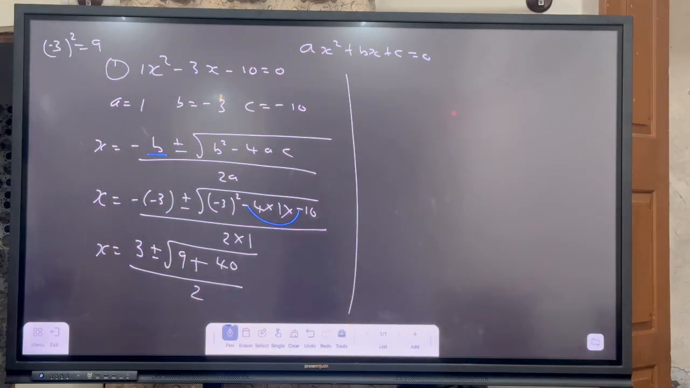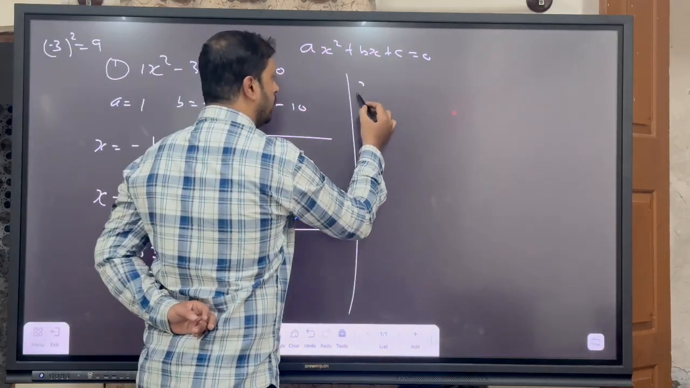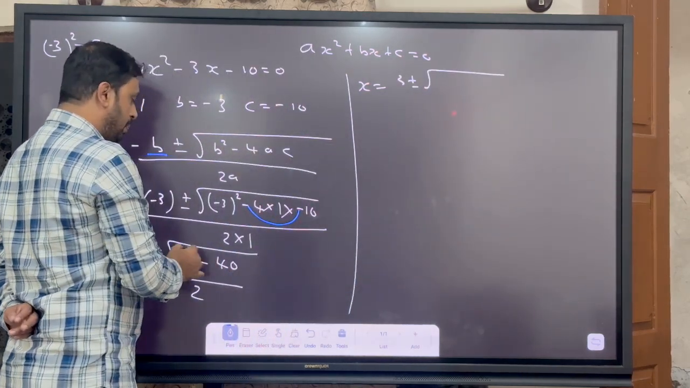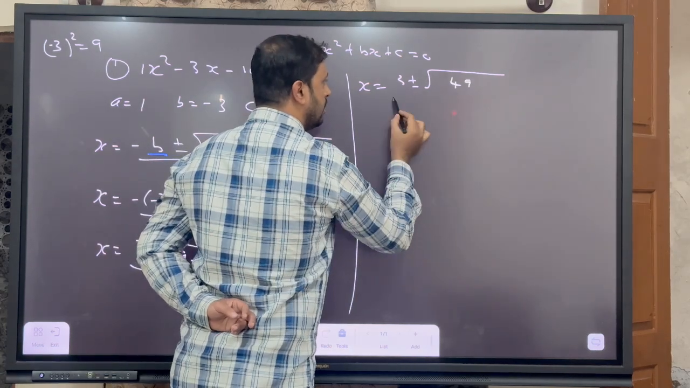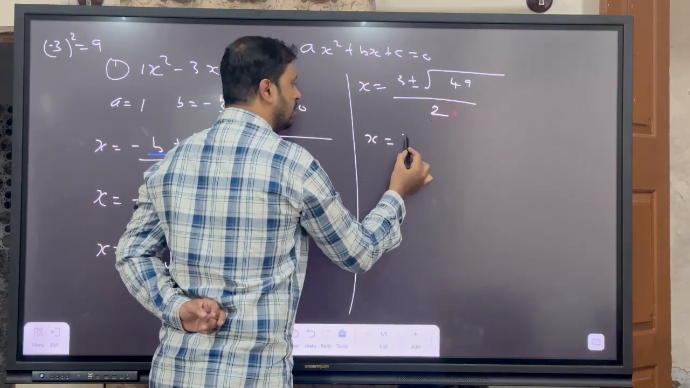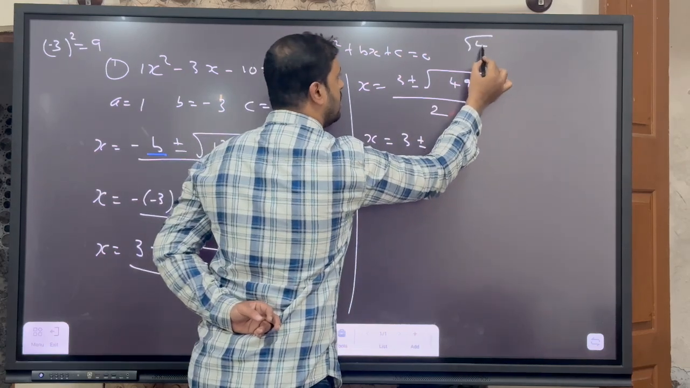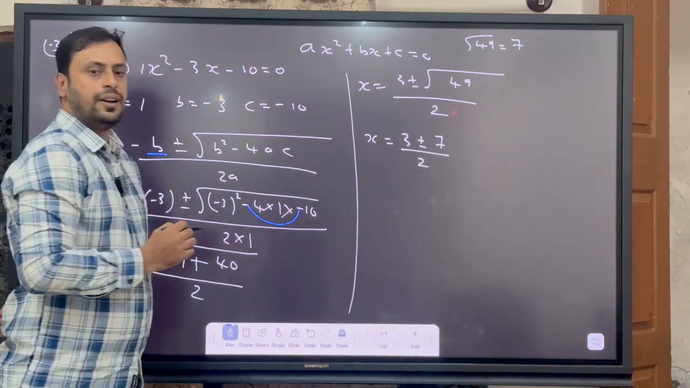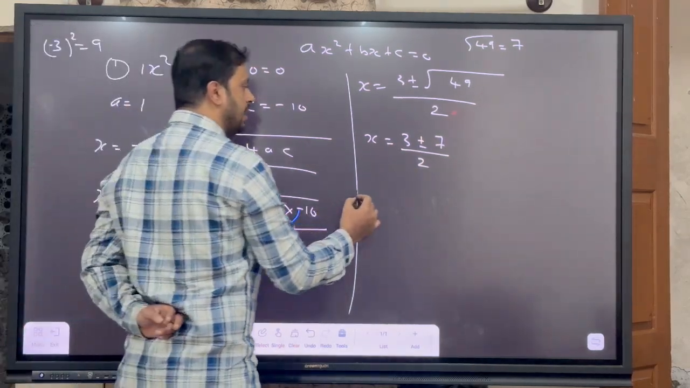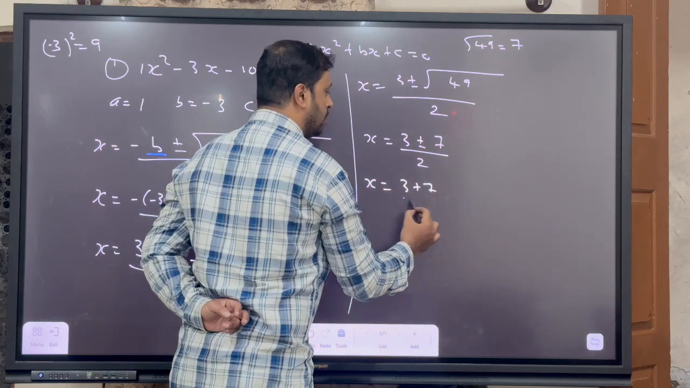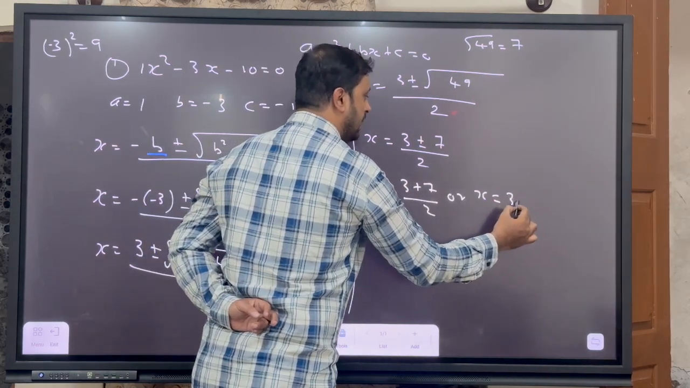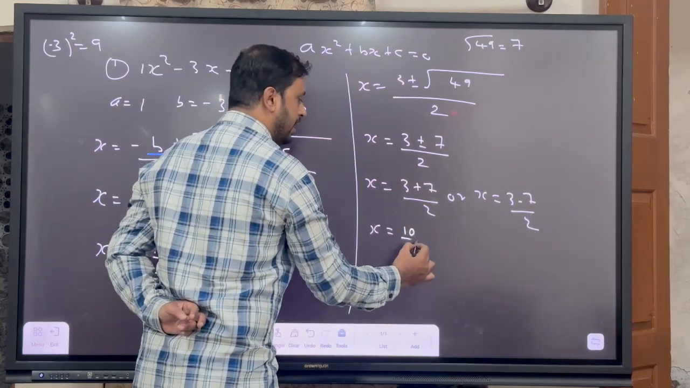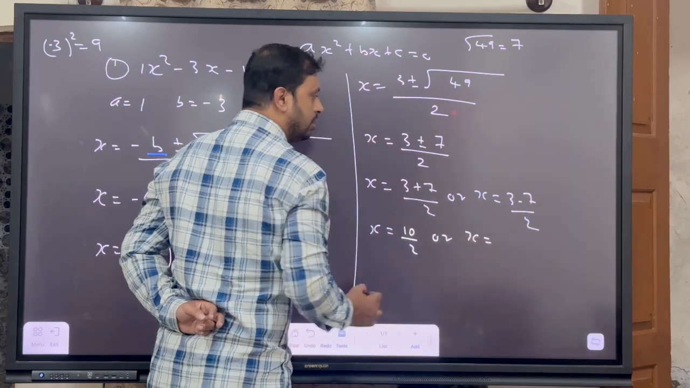After substitution, after simplification, we move on to x is equal to 3 plus or minus root of 40 plus 9, which is 49, divided by 2. x is equal to 3 plus or minus root 49. What is the value of root 49? 7. 7 divided by 2. So we have plus or minus there. We will take the plus sign one time, and we will take minus one time. So x is equal to 3 plus 7, 10, divided by 2, or x is equal to 3 minus 7.